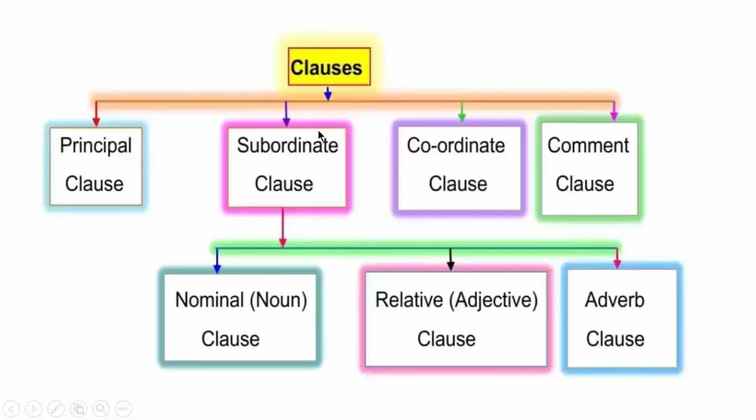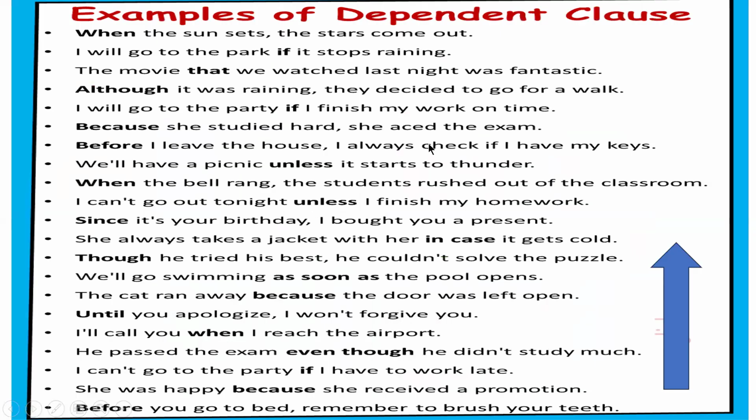So these are the types of clauses: principal clause, subordinate clause, which is also called dependent clause, coordinate clause, and command clause. The subordinate clause types are noun clause, adjective clause, and adverb clause. In this clauses series of videos, I will teach everything. So dependent clause examples are given: when the sun sets, the stars come out.